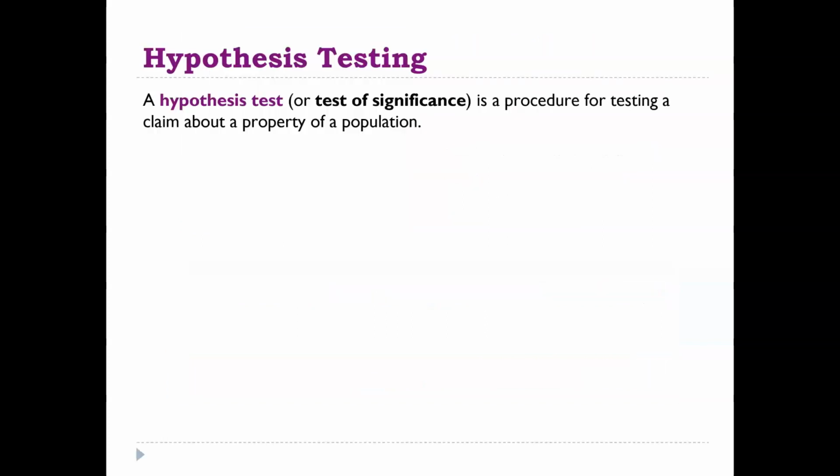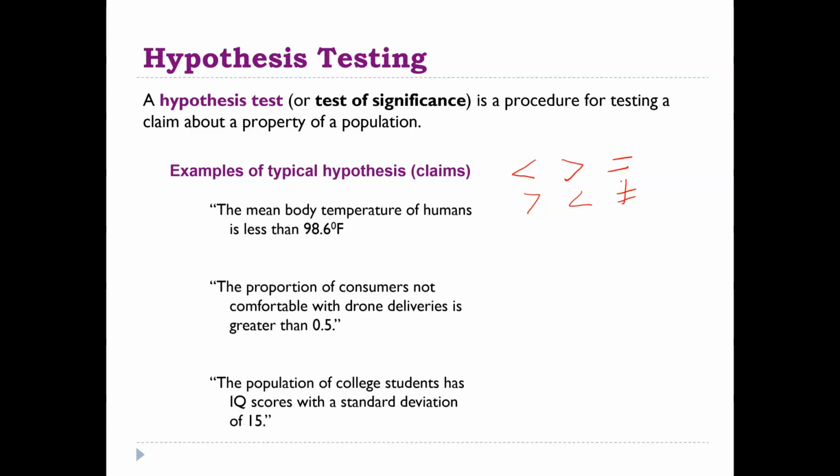A hypothesis test, also called a test of significance, is a procedure for testing a claim about a property of a population. Here are some examples of the claims. To write a claim in symbolic form, we're going to use the signs less than, greater than, or equal. To write an opposite claim, we also use the greater, less, or not equal signs. So here are the examples.